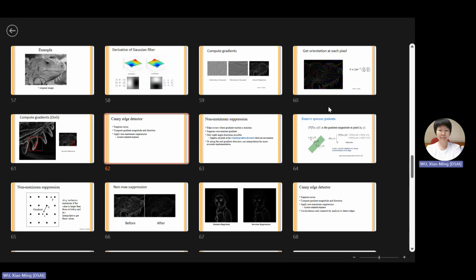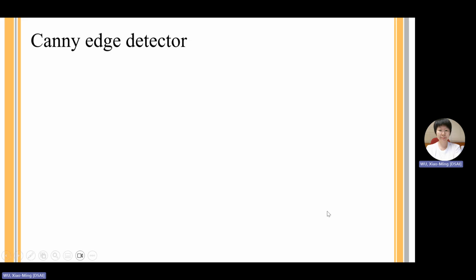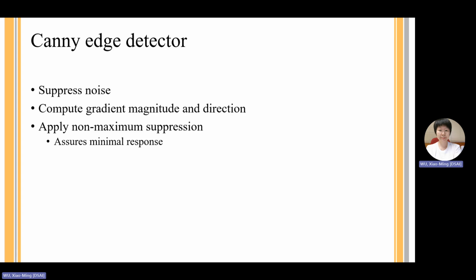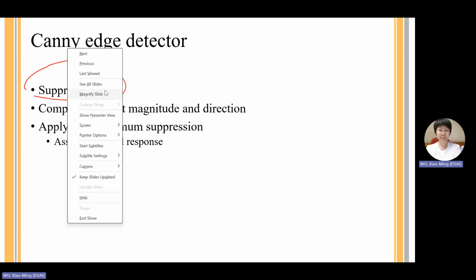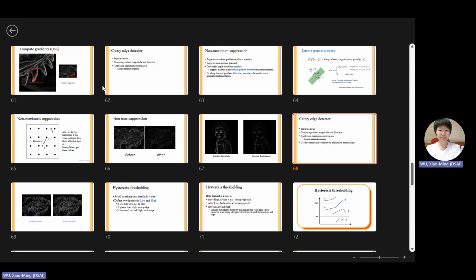So last time we stopped at the third step of the Canny edge detector. Do you still remember what it is? For the Canny edge detector, initially we can apply a separate Gaussian filter to suppress noise, and then we apply the Sobel.